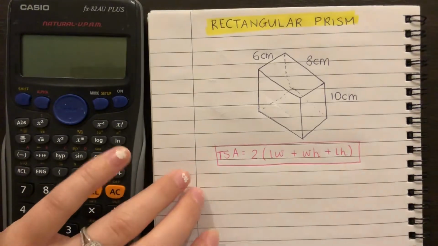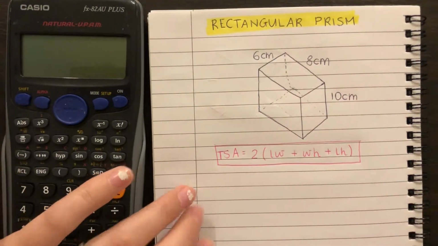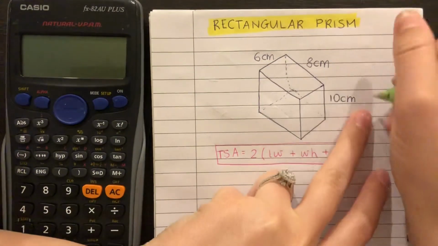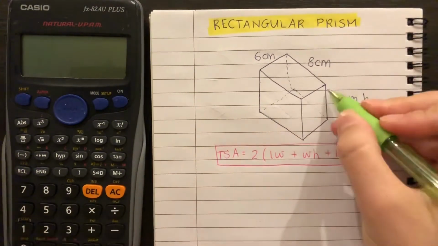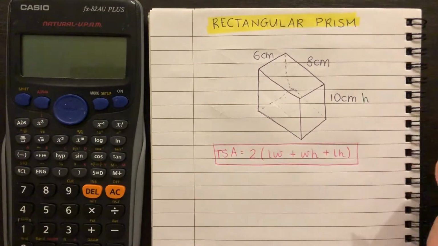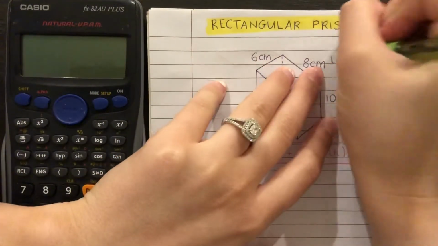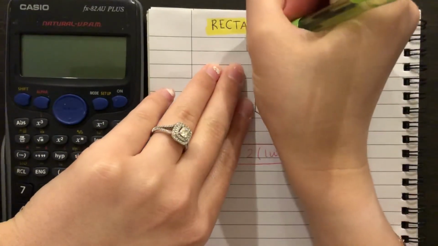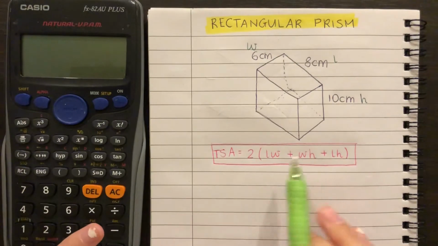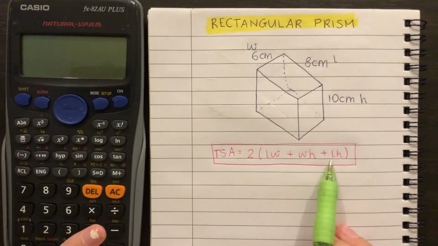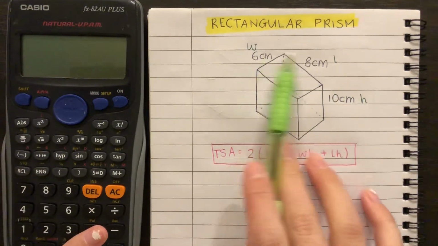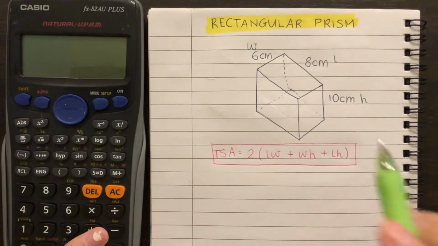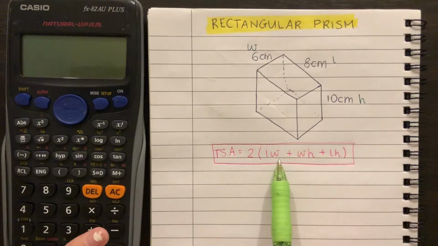Okay, now I'm going to go ahead and label each of these 3 measurements. So here we have our height, 10 is our height because it's going down. Here we have our length because it's going across, and then here we have our width. Okay, so we've got length, width, and height, and I've labelled those in my diagram. So now I can simply go ahead and substitute these numbers into my formula.